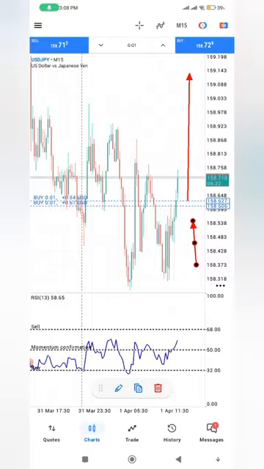The market is designed to trap impatient traders, but once you understand how fake breakout works, you can flip the game and start profiting from those traps instead of falling into them.